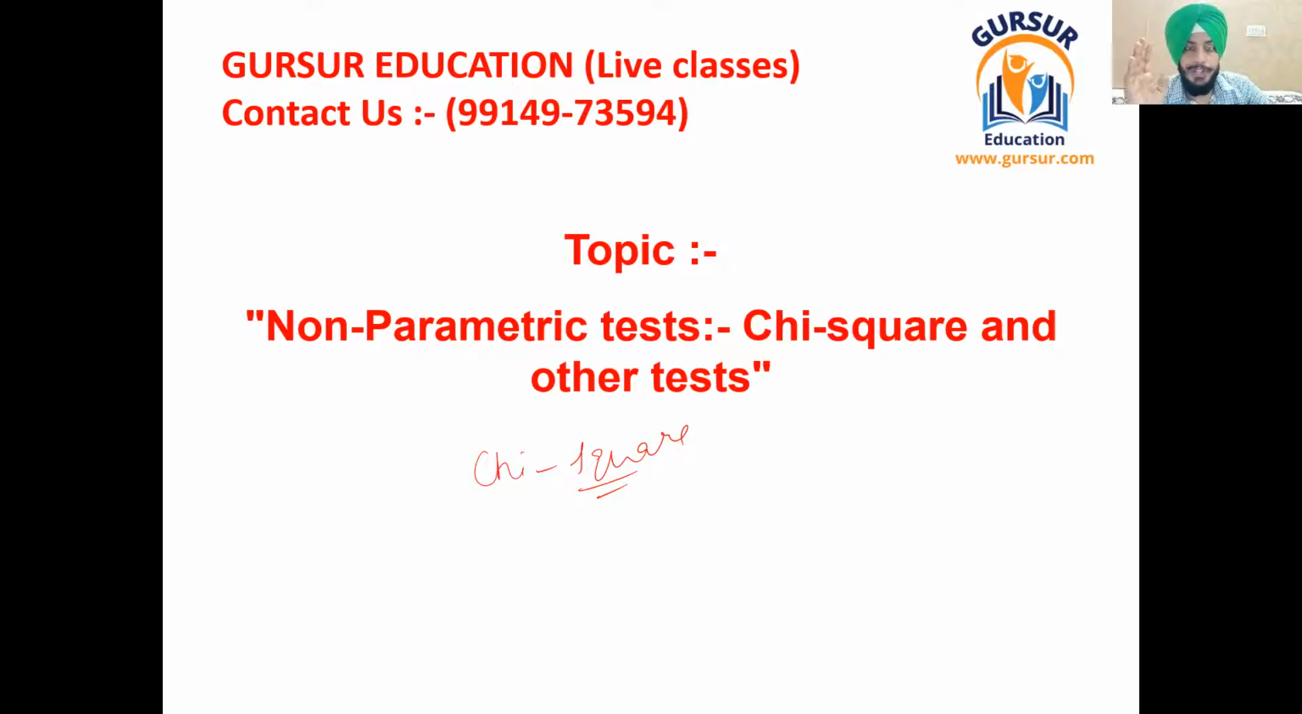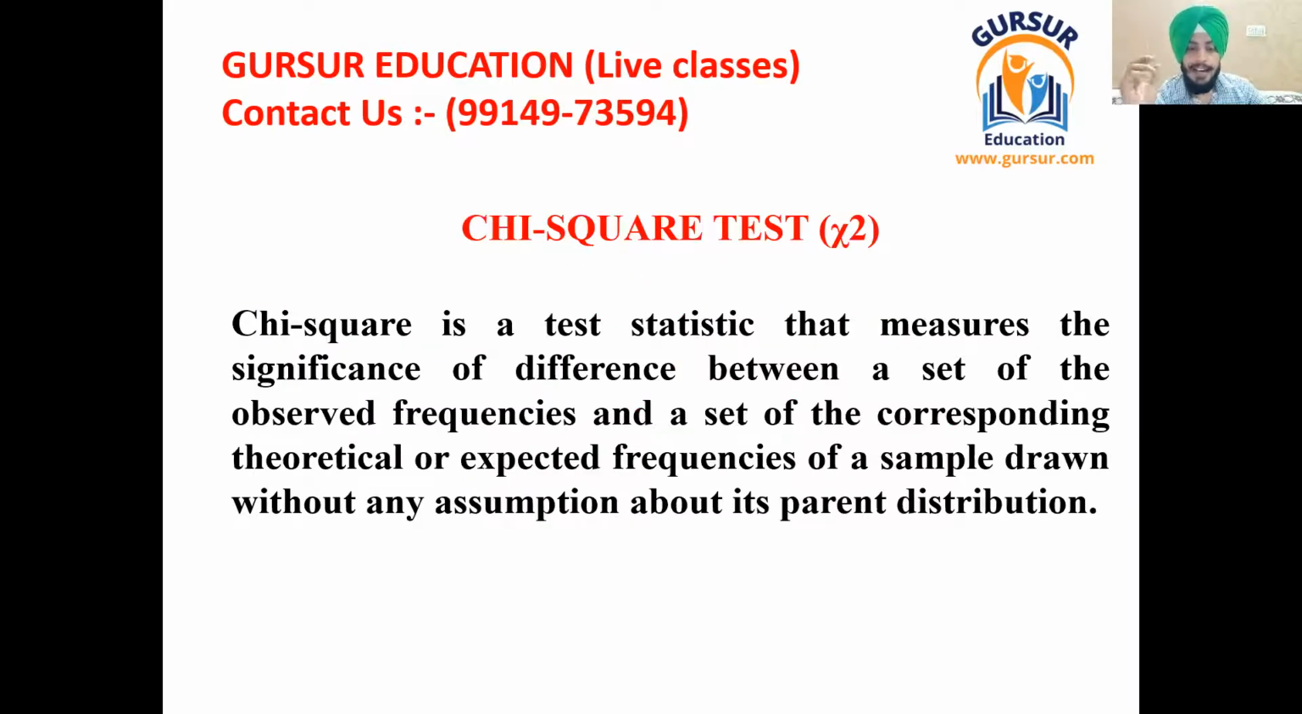So first of all, we shall be going for the chi-square test, and this is the major test which is known as non-parametric test as well. So what is chi-square test? So in this way, the chi-square is denoted. Okay, so chi-square is the test statistic which measures the significance of difference between a set of observed frequencies and a set of corresponding theoretical expected frequencies.